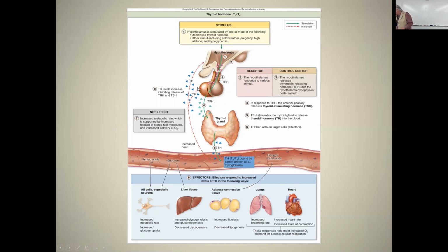And then the thyroid hormone, again, with negative feedback, feeds back upon the hypothalamus to turn off TRH, feeds back on the anterior pituitary, turn off TSH.